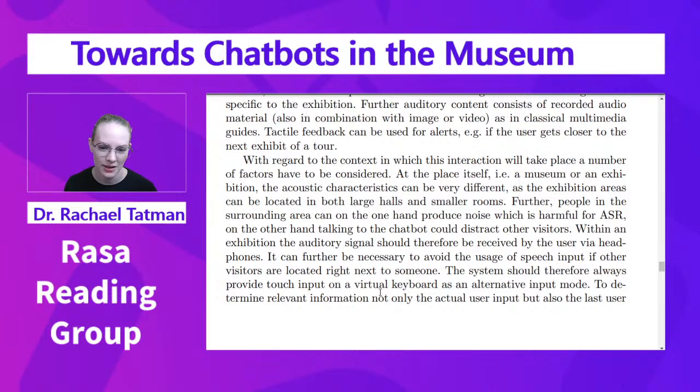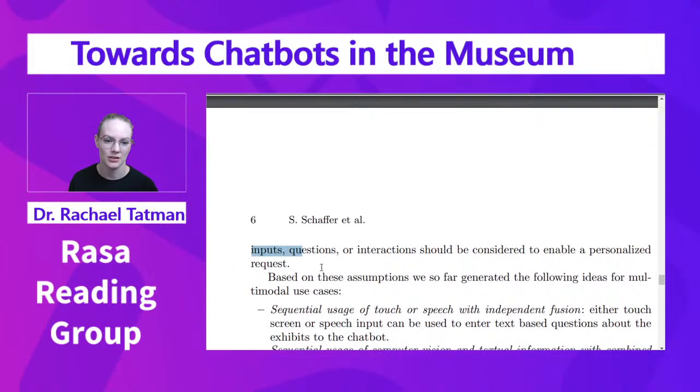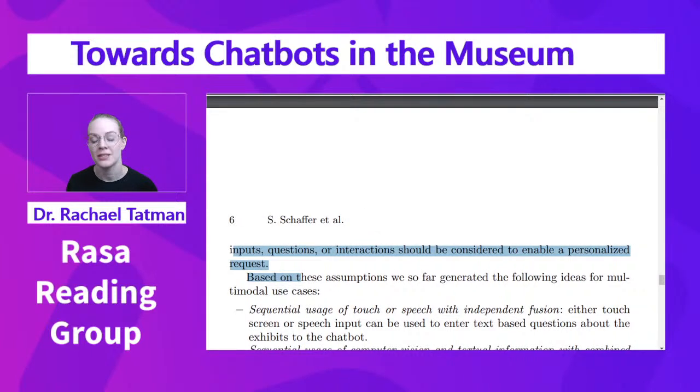To determine relevant information, not only the actual user input, but also the last user inputs, questions, or interactions should be considered to enable a personalized request. So this is basically what the TED policy does. Based on the data of this paper, they probably weren't looking into that at this point, but any sort of machine learning dialogue policy is going to consider conversation history, or it should.